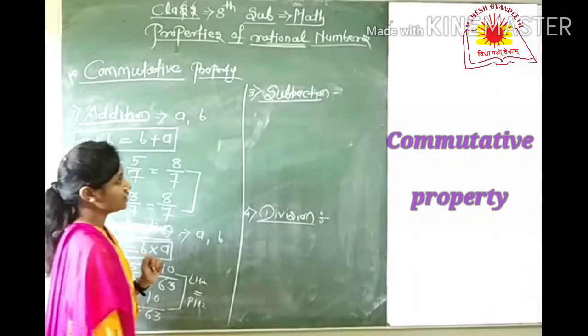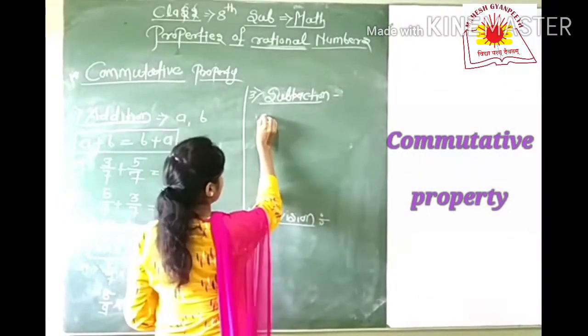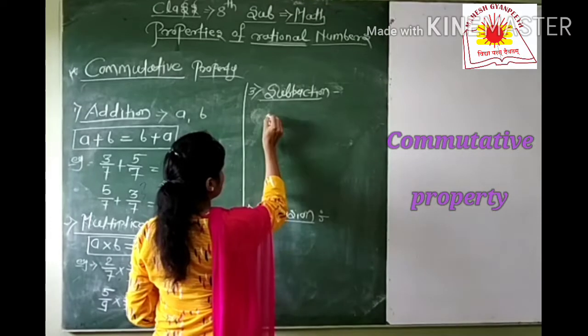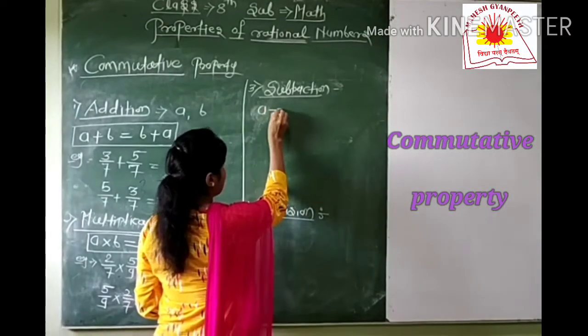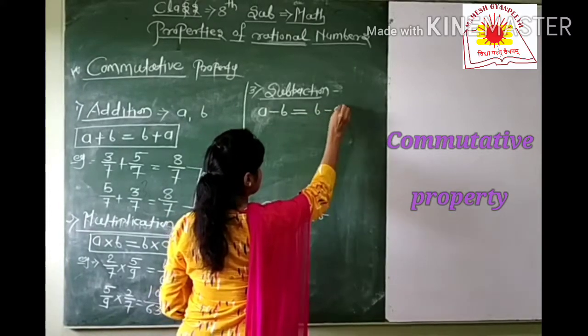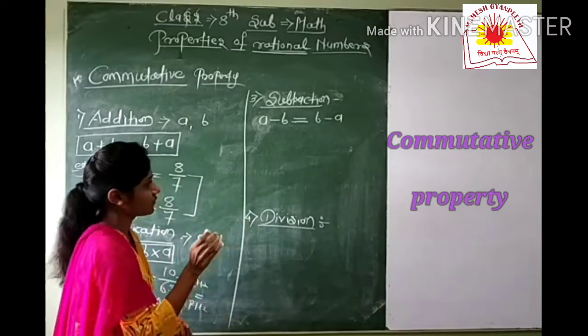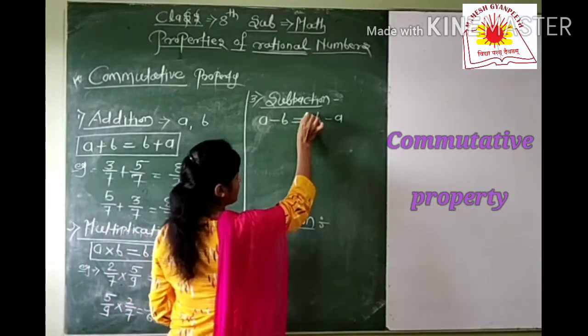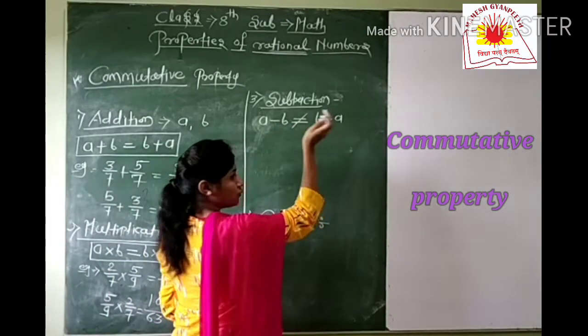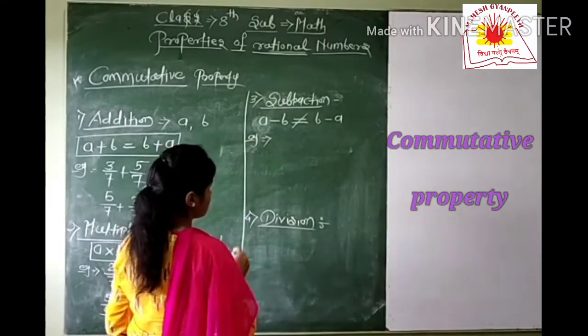Then after that, subtraction. What do we want to check here? A minus B is equal to B minus A. What is that property of subtraction? Commutative property of subtraction: A minus B does not equal B minus A. We have to check it. For example, I will explain this using an example.